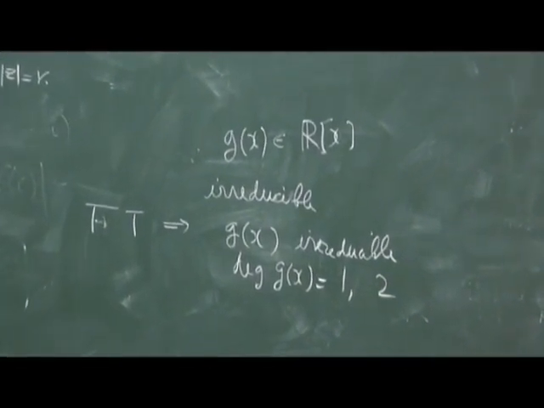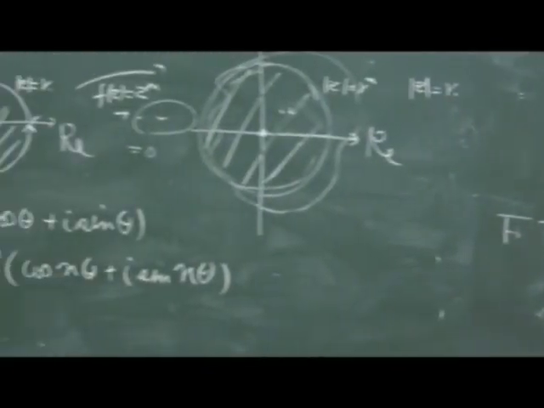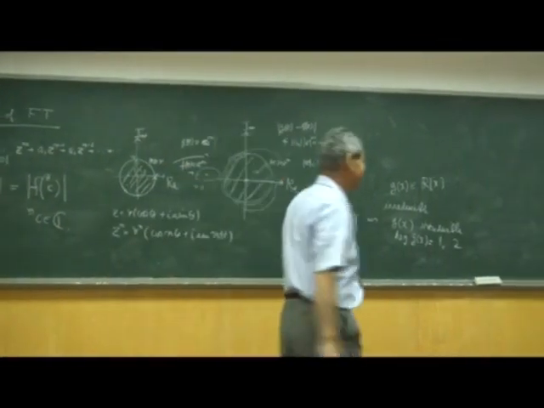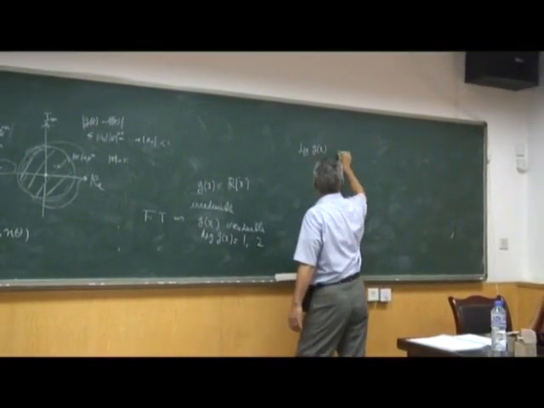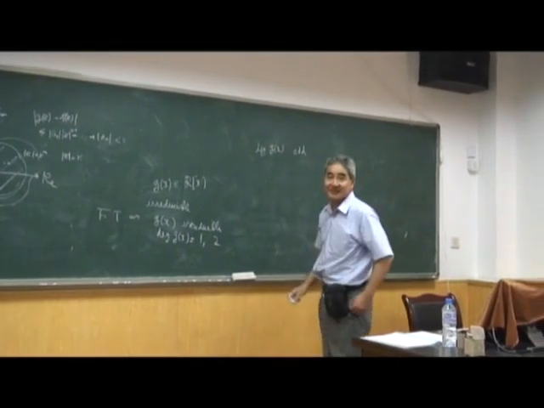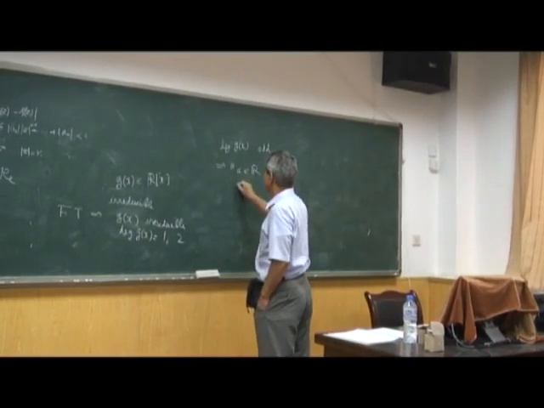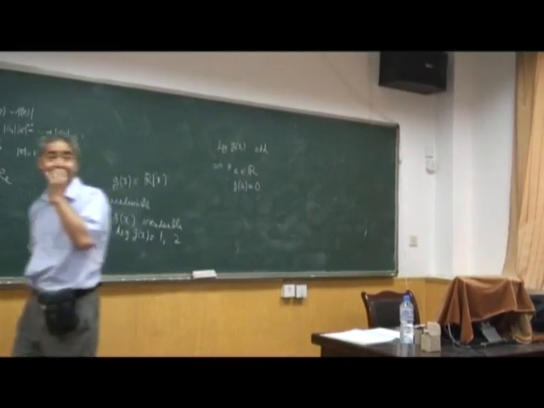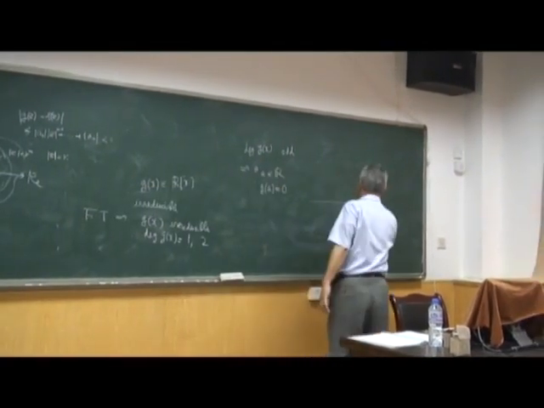First of all, any polynomial of odd degree always has a real 0. That's okay? If the degree of gx is odd, then you can find some real number. Why? Because, yeah, this is very simple, if you draw the graph.